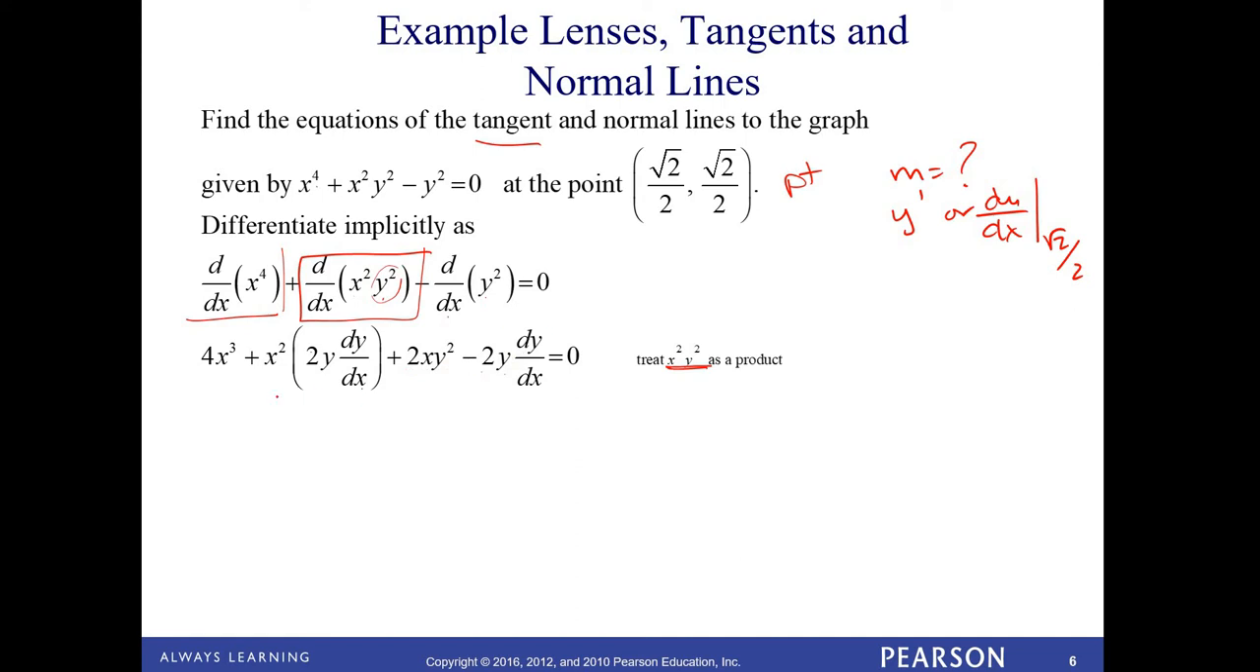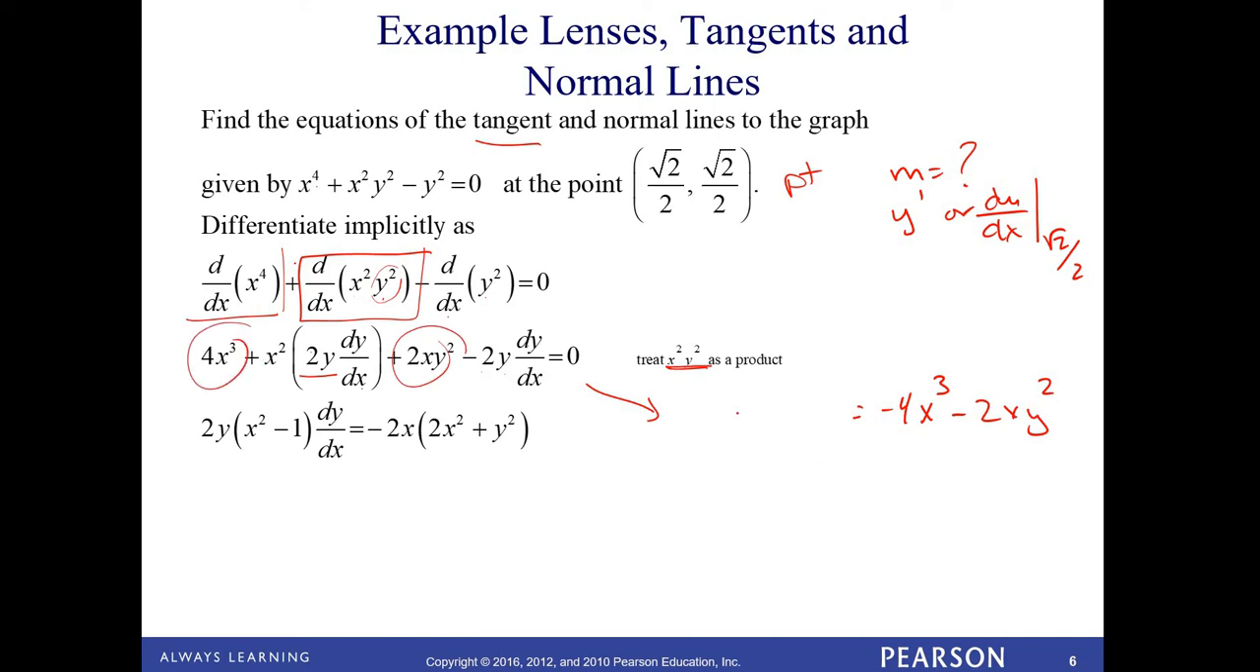So any term with a dy dx is going to stay on the left side. Everything else is going to the right. I would do an in-between step here. Let's look at this. I'm going to bring my negative 4x cubed, subtract that from both sides, minus 2xy squared. So I'm moving both of these to the right. On the left, I'm going to have 2yx squared, this piece here, minus 2y, this piece here, and both of those are times dy dx.